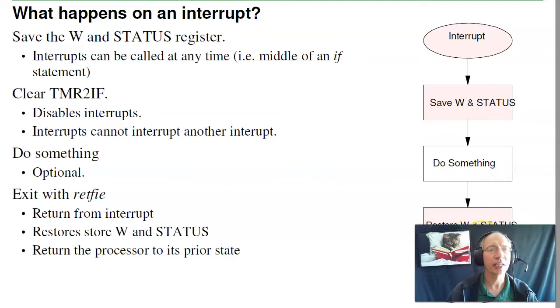Then at the end, I have to restore W and status, so the processor is in exactly the same state it was in when the interrupt was called. Optionally, I can do something. Then I exit, and when I exit, I do a different return. This isn't return from subroutine. This is return from interrupt. That's a special command in assembly. What it does is restore the W and status registers, pop the return address off the stack, and then go to wherever I left off in the main routine.